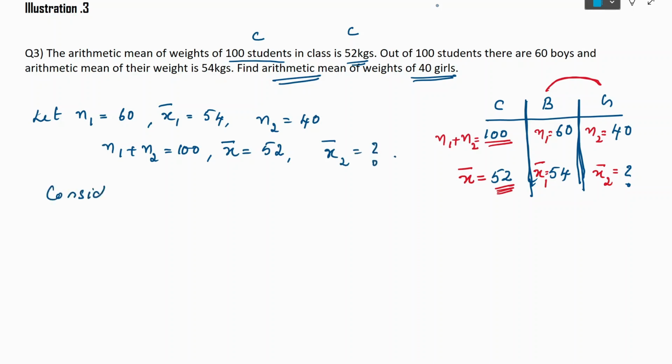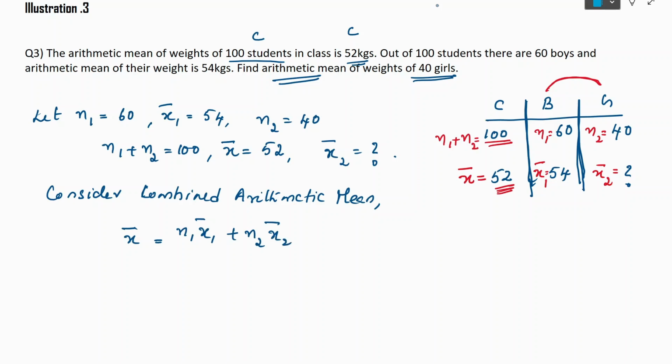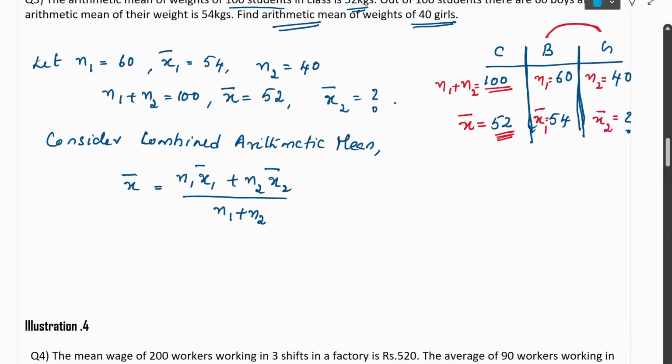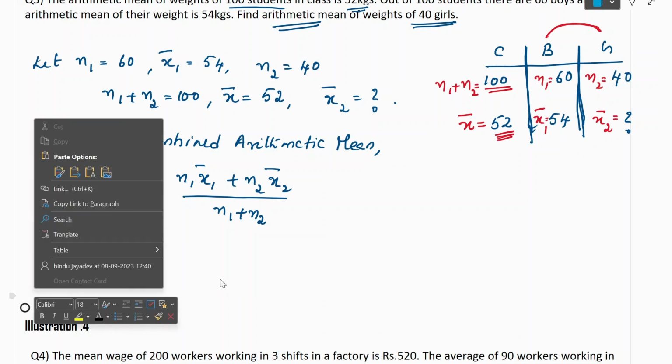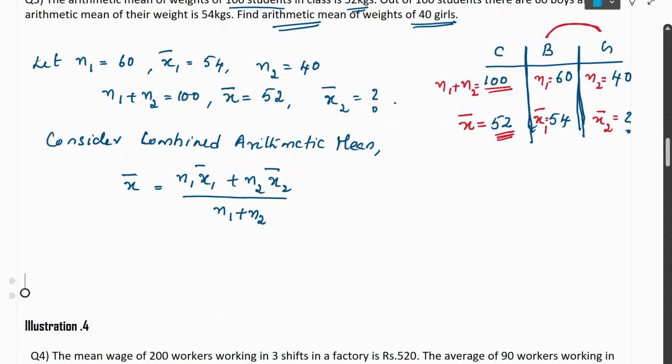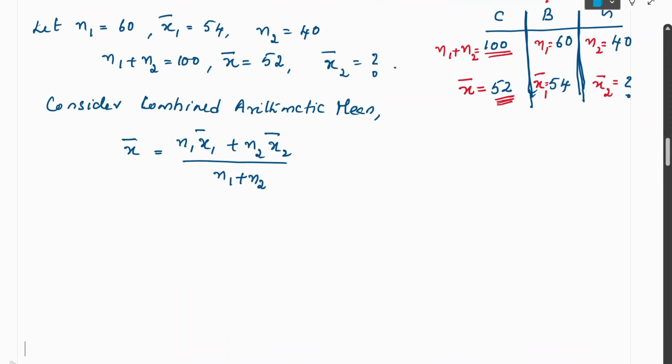Consider the combined arithmetic mean x bar. Write the formula for two groups, that is N1 x1 bar plus N2 x2 bar whole divided by N1 plus N2. By using this formula, we will try to solve the question, that is, what is the value of x2 bar. Sorry, I'll just create the space.